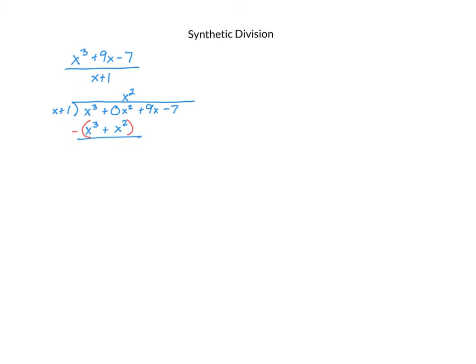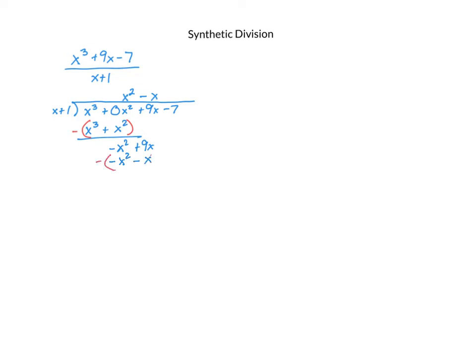So our x cubed minus x cubed is 0. We have 0x squared minus x squared. That's the opposite of x squared. We bring down our 9x, and we repeat the process. What do we need to multiply by x to get the opposite of x squared? That's the opposite of x. And now I multiply the opposite of x times x plus 1. So we have the opposite of x squared minus x.